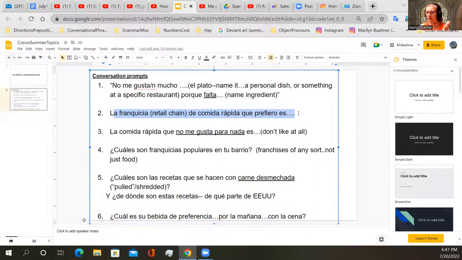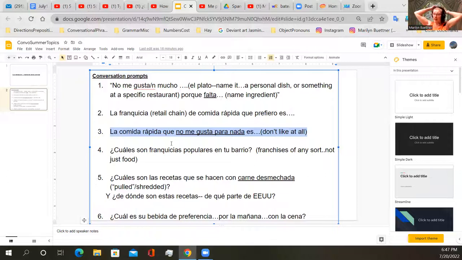¿Algo más? Anything else with una franquicia de comida rápida? Chick-fil-A. Okay. Oh, sí, es muy popular. Todos dicen, sí. Es curioso que nunca he comido en Chick-fil-A. I have never eaten at a Chick-fil-A. No sé por qué no, pero no.